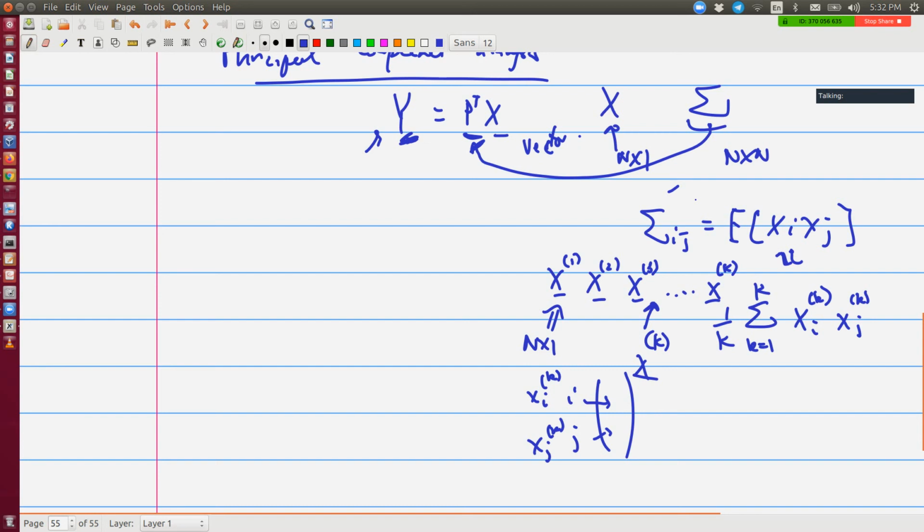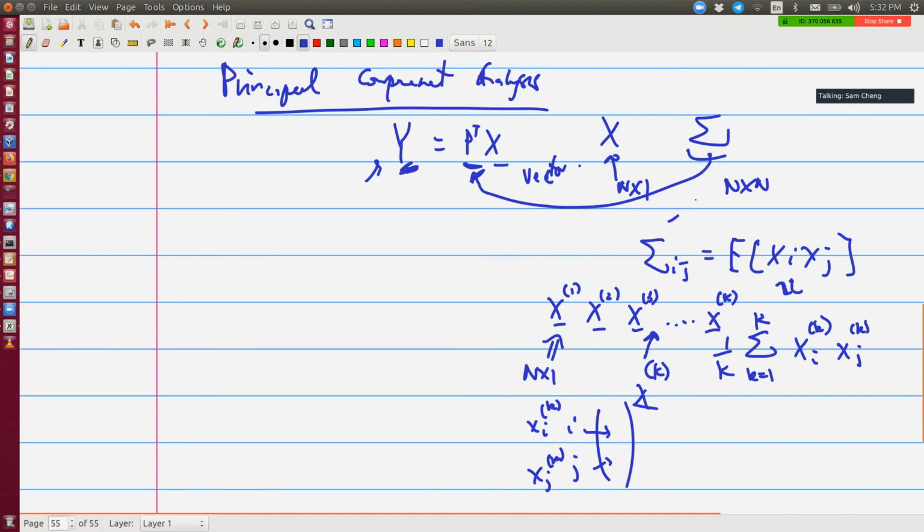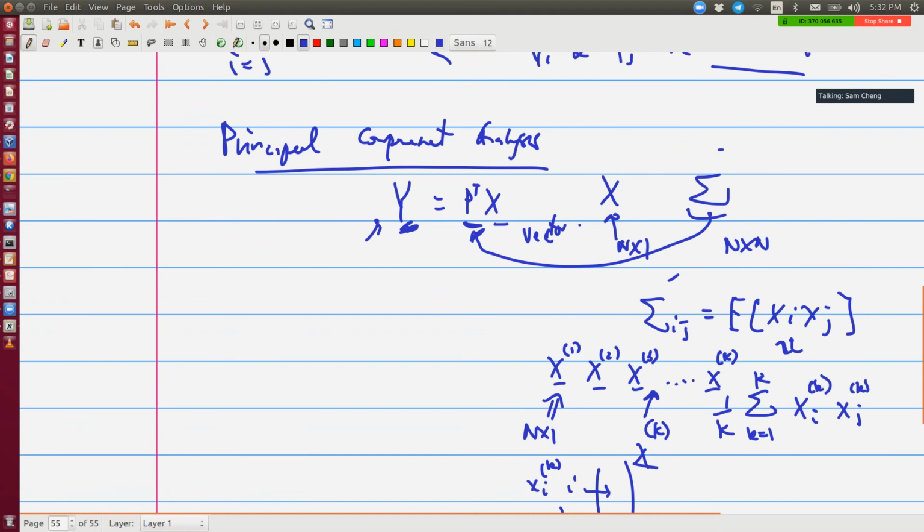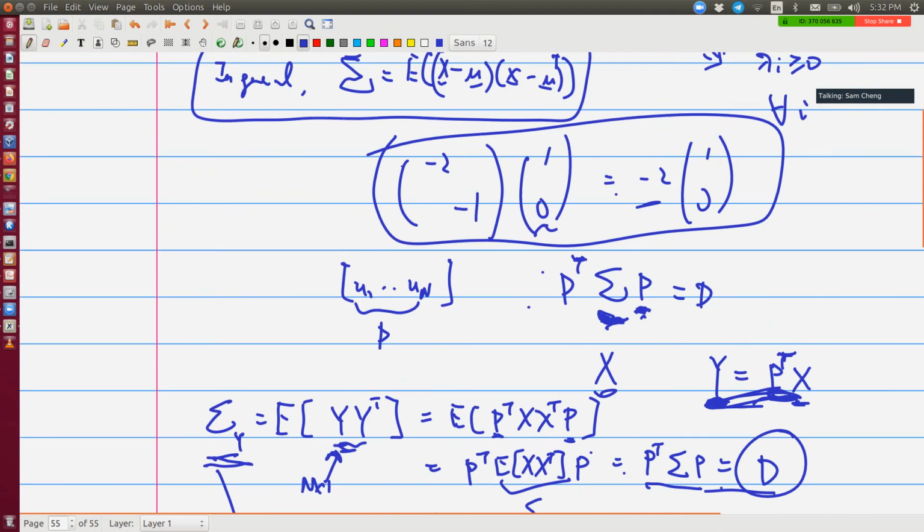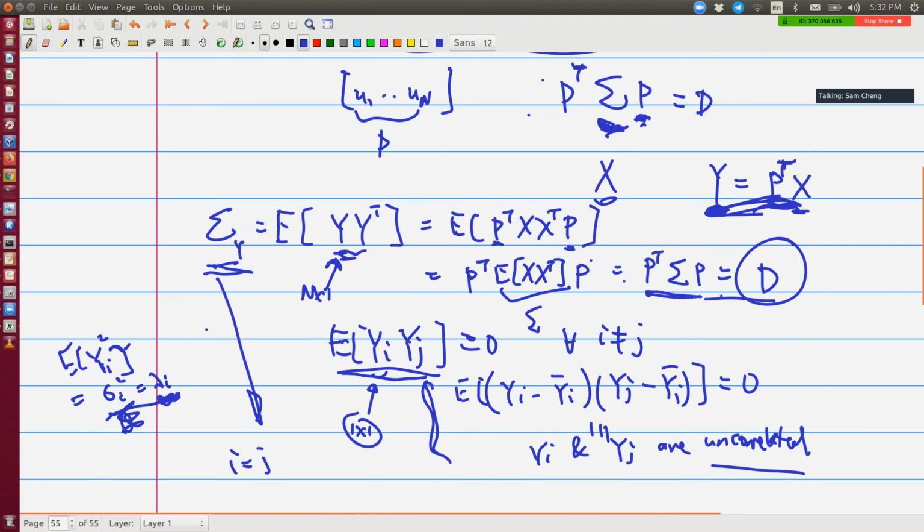It's not just that, but let's look at the PCA again. Let's say we can diagonalize sigma, and with these eigenvectors generate P, and then I create this Y here. What do we have earlier? We already have Y. Yeah, we have P transpose sigma P is equal to D.